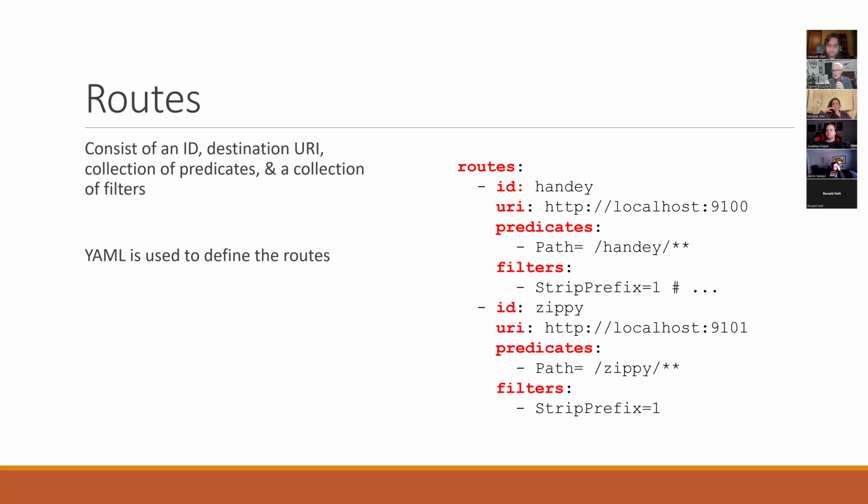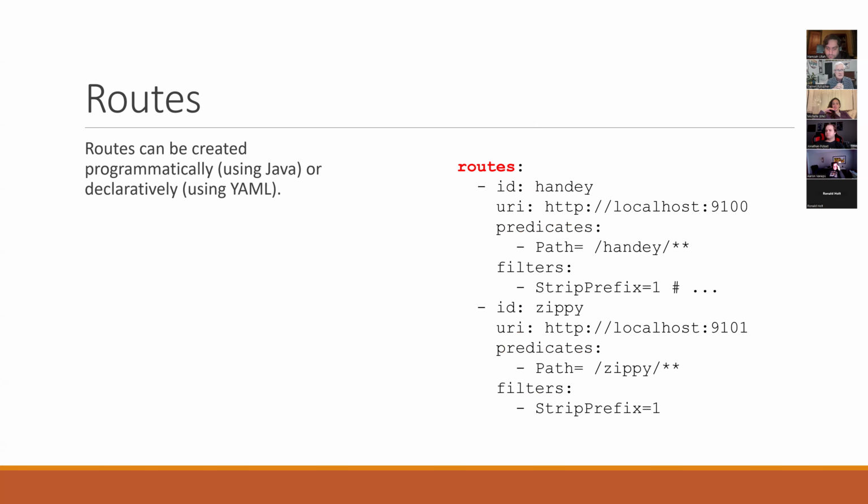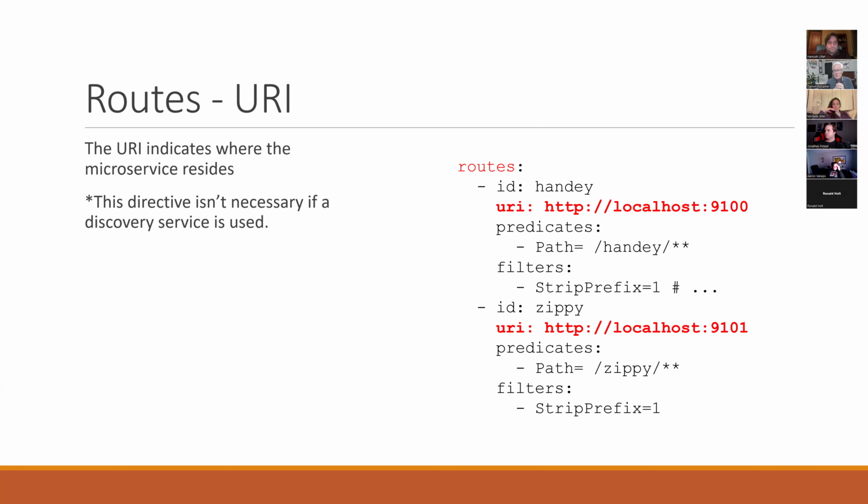Predicates we'll get to, but the key thing here is that I can define these routes. Just like this one here, I've already beat this one to death, but this one here, right? The directive, well, this is where I'm stating where I'm going to find the handy microservice.